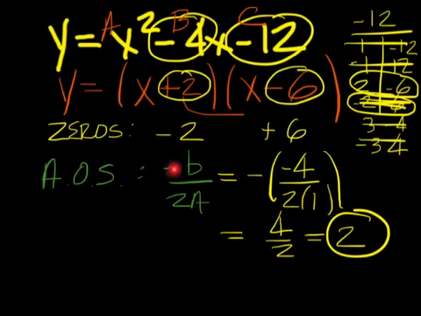Yep. Negative 4 is because there's a negative in the formula to begin with. And then we put a negative 4 in for B.